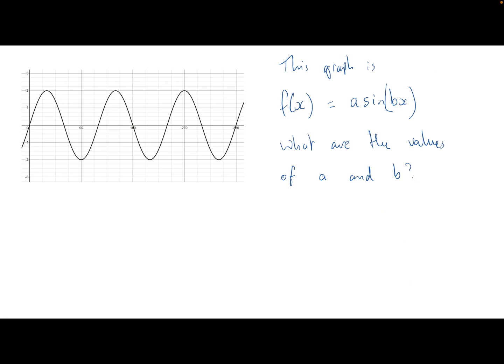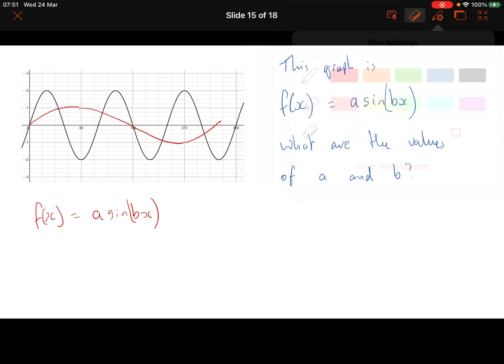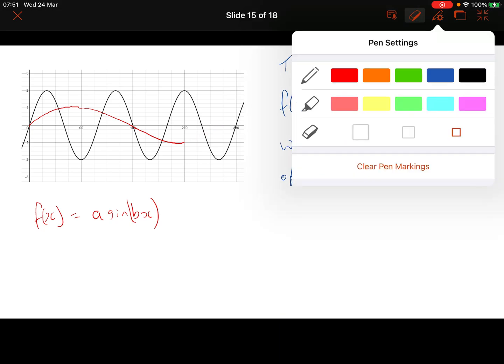Now here is a graph, and we are told that the equation of this graph is f of x equals a sine bx. We have to find out what the values of a and b are. It's quite easy to do because all you need to do is consider how has it been stretched from the original sine curve. So if I look at the original sine curve, it looks like this. You should just know that. Oh, sorry, I've done that wrong. It looks like this.